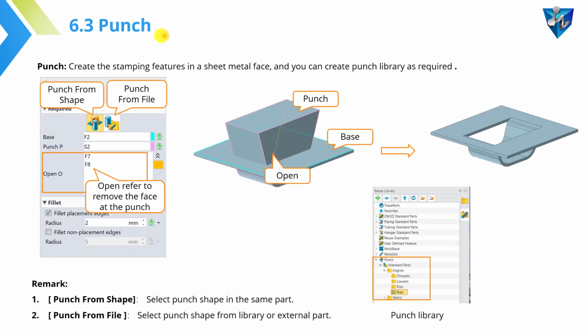And the next one is the powerful punch command. With this command, we can create various punch features, like dimple, louver, rib, etc. And you can build your own punch library to accelerate working efficiency. Okay, now let's move over to ZW3D to show you more details.